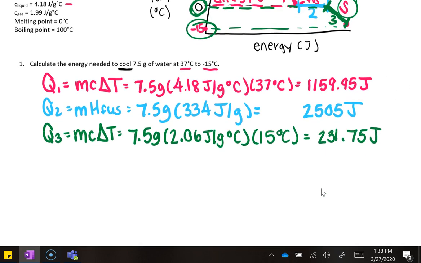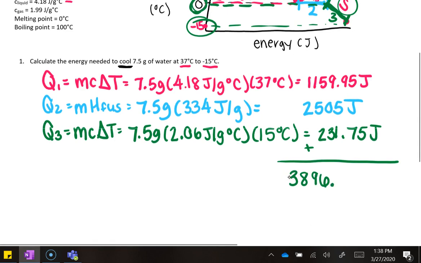Alright, lastly, just like with our heating curves, to get the total amount of energy that this takes, I'm going to add Q1 plus Q2 plus Q3, which gives me 3,896.7 joules of energy.